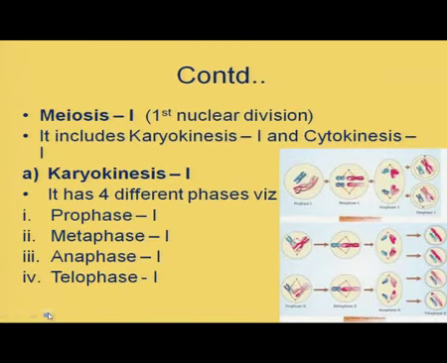Now, I have already told you there are two stages of meiosis. One is where the nucleus divides twice in this stage, meiosis 1 or the first nuclear division, and the other one is known as meiosis 2. So here in meiosis 1, there occurs karyokinesis, nuclear division, followed by cytokinesis. Karyokinesis has different stages: prophase 1, metaphase 1, anaphase 1 and telophase 1. We write this 1 because it is the first nuclear division of meiosis.